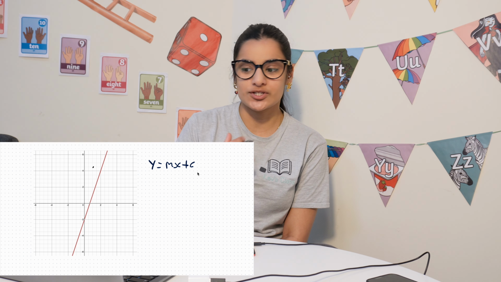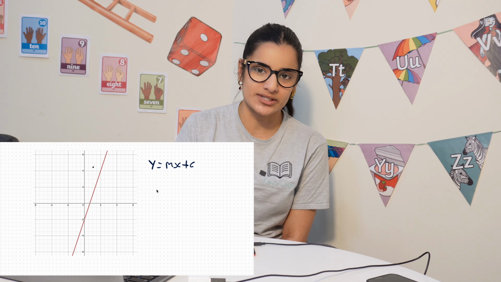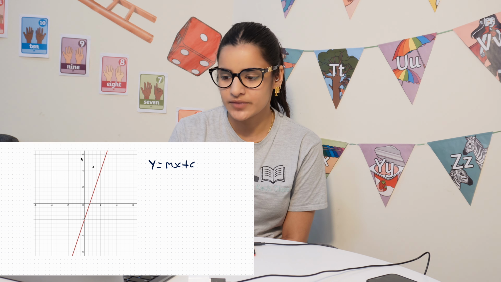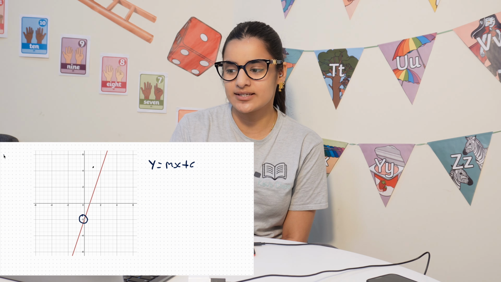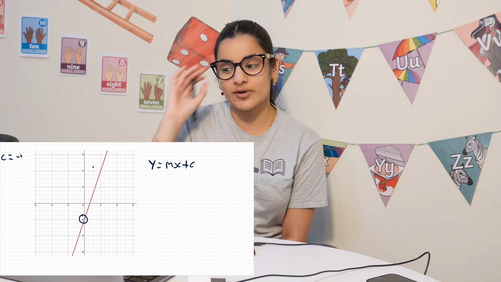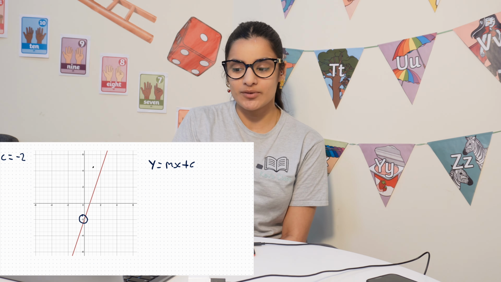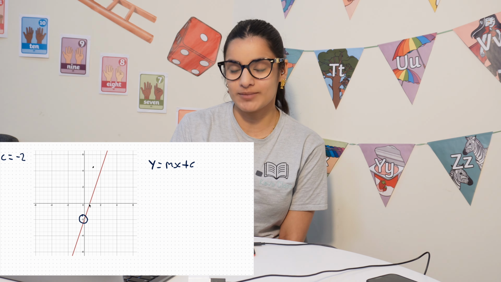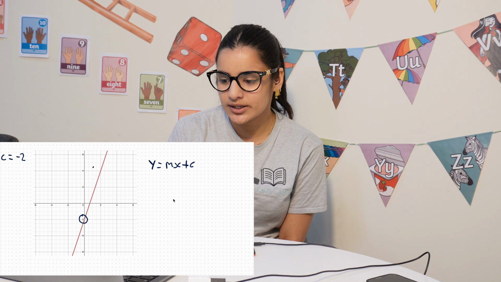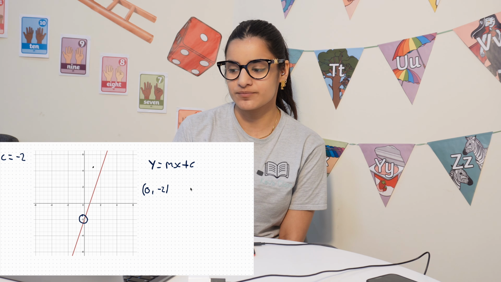So the first thing I'm going to do is look for my y-intercept, because I think that's the easiest part to look for. So I'm looking along my y-axis and I can see that c equals minus 2. I'm going to just put that away for now. Now I'm going to look for my gradient, okay? So I'm looking for m. I'm going to pick 2 points along my straight line. I'm going to go for (0, minus 2), and I'm going to go for (2, 4).